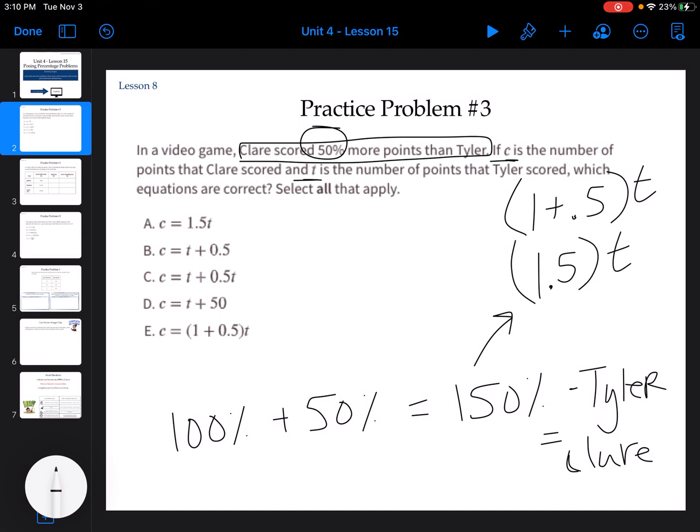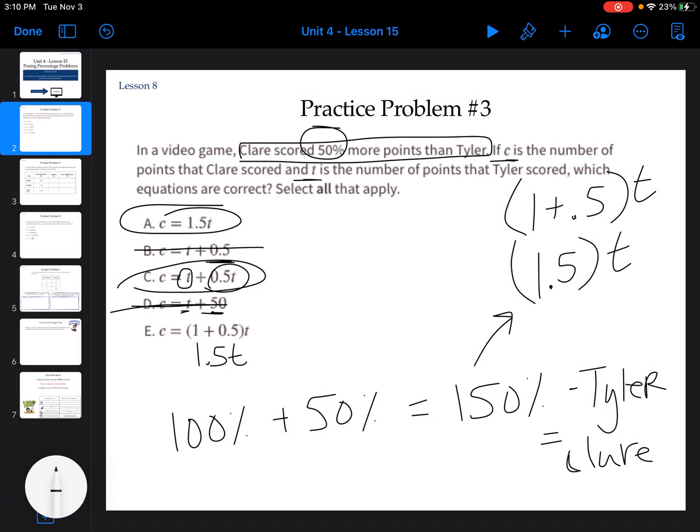All right, so let's look. I know that A is good. B is just 5/10. It's not multiplying it by Tyler, so that's no good. So that's Tyler's points plus 50% of Tyler's points. So C is good. So Tyler's points plus 50, well, you got 50% more, so no to D. And then this one is 1 plus 0.5, so that would be 1.5 times Tyler. So E would be correct.